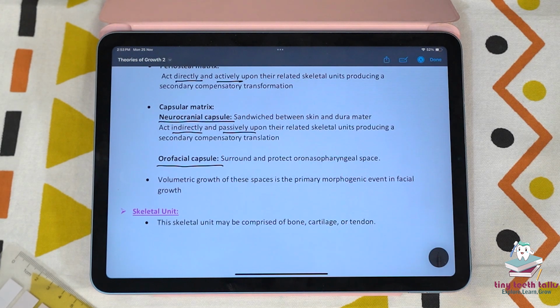How? As the brain grows and expands, it exerts pressure on the neurocranial capsule. In response, the cranial bones undergo secondary changes to accommodate the expanding brain. This process ensures that the skull maintains its protective and functional integrity as it grows. For example, during childhood, the brain grows rapidly, leading to increased pressure on the neurocranial capsule. This pressure translates into mechanical forces that stimulate the cranial bones to grow and expand. The skull bones respond by remodeling and growing to accommodate the brain's increasing size.